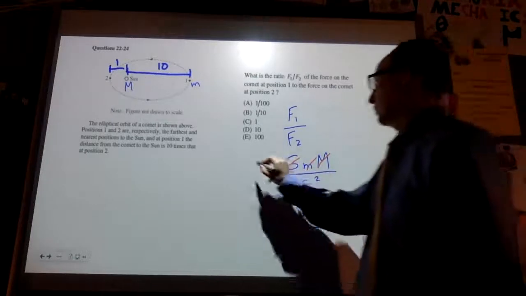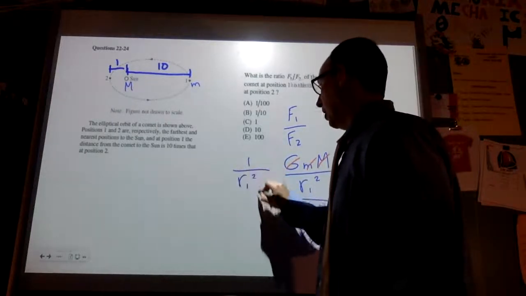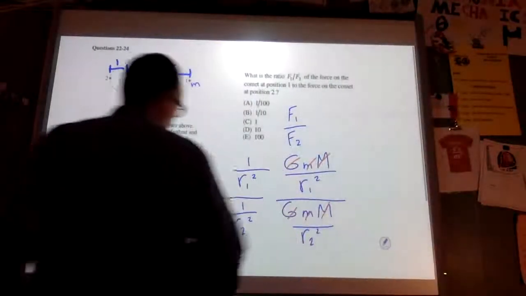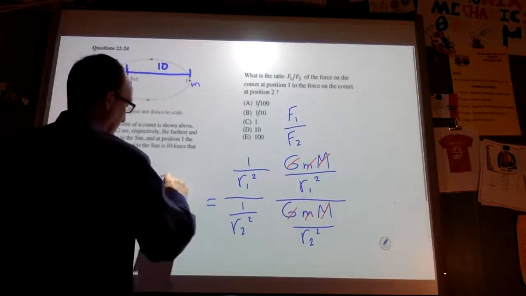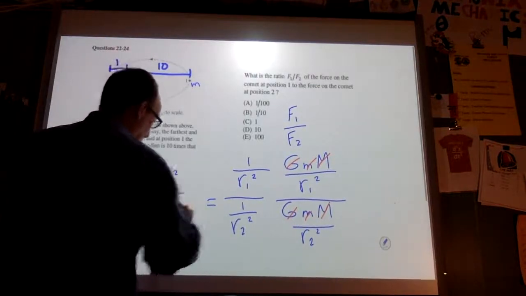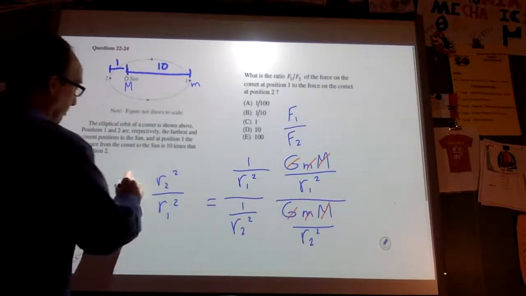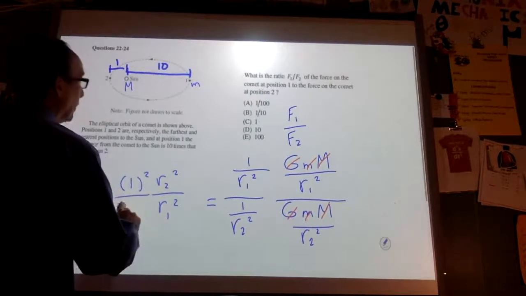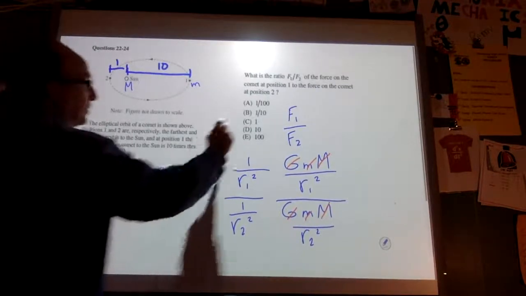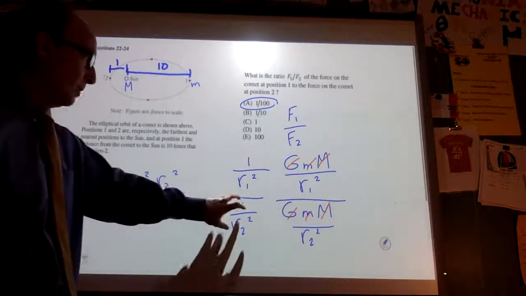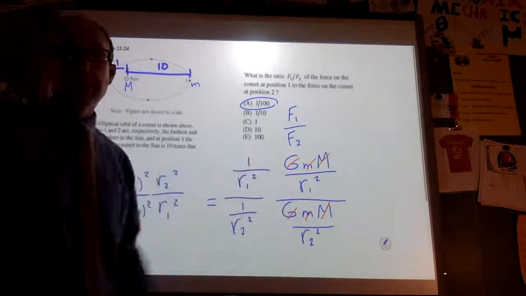So I have 1 over R1 squared over 1 over R2 squared. I could rewrite this as R2 squared over R1 squared. And so that would be 1 squared over 10 squared, which would be 1 over 100. So this is the same as that. Remember, with the fraction on the bottom, you can invert it and multiply.